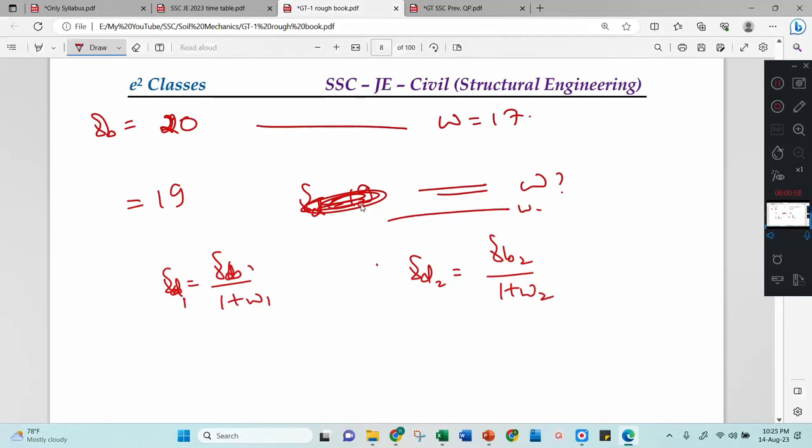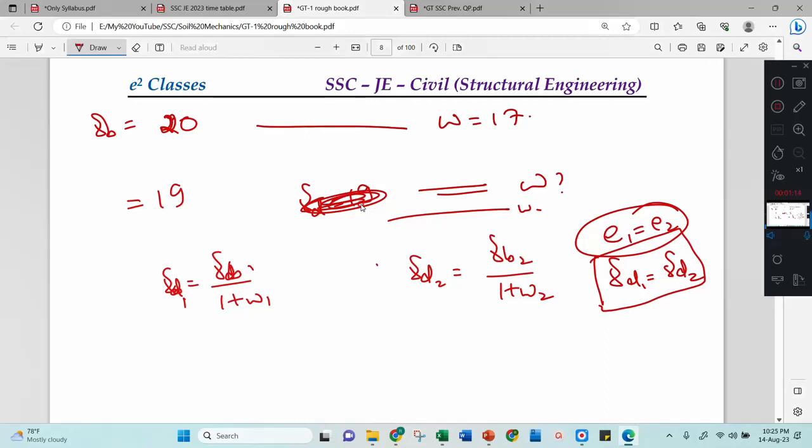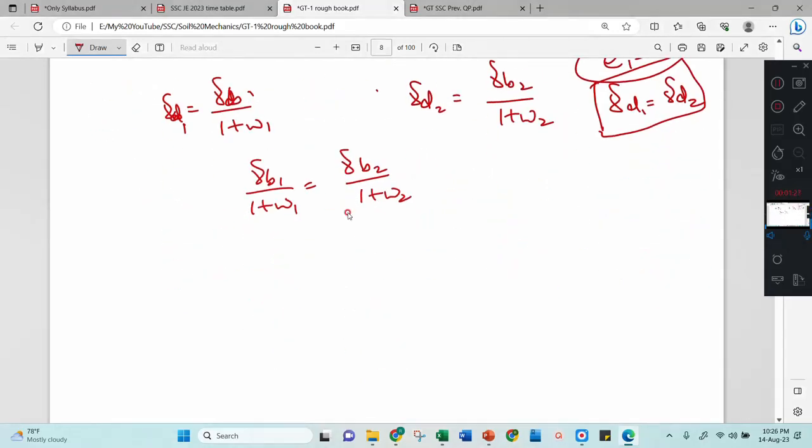Very interestingly, when they say void ratio remains constant, E1 equal to E2, then only you can write gamma D1 equal to gamma D2. Mind it. Then I can equate these two equations: gamma B1 divided by 1 plus W1 is equal to gamma B2 divided by 1 plus W2. Now, 20 divided by 1 plus 0.17 is equal to 19 divided by 1 plus W2. Answer.